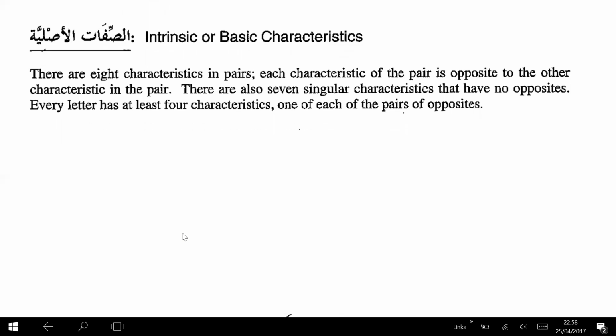And each of the letters, now every letter will not have only one characteristic, it will have a combination of characteristics. At least 4 will always be there, which is, we said 8 characteristics are opposites, they're in pairs. So it's 1 2 one pair, 3 4 another pair, 5 6 another pair, 7 8 another pair. So from each pair there will be one for each alphabet. So you will have at least 4 characteristics.